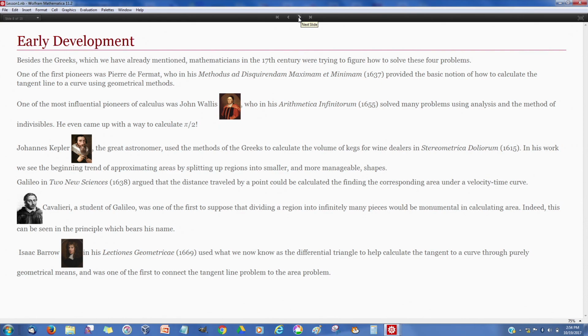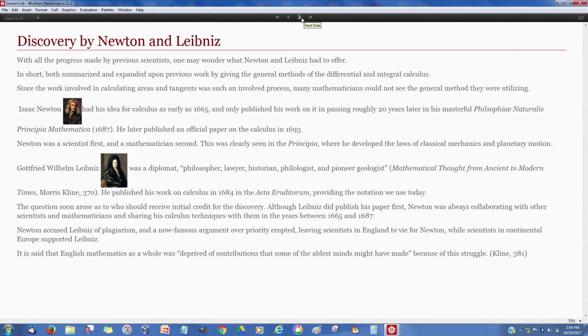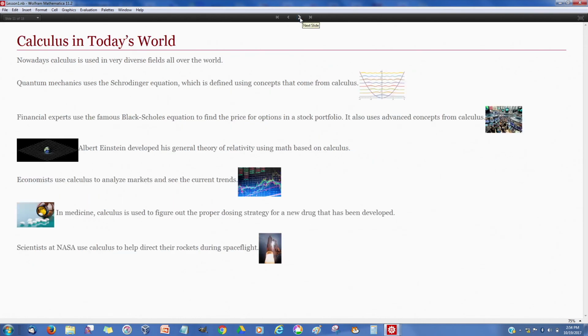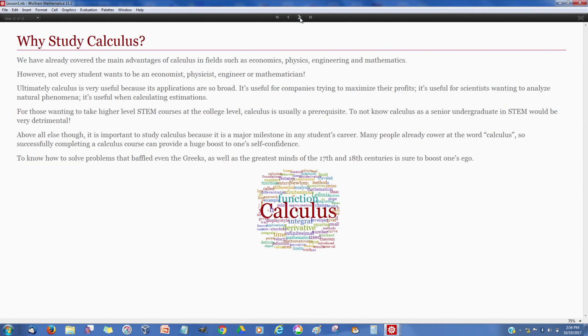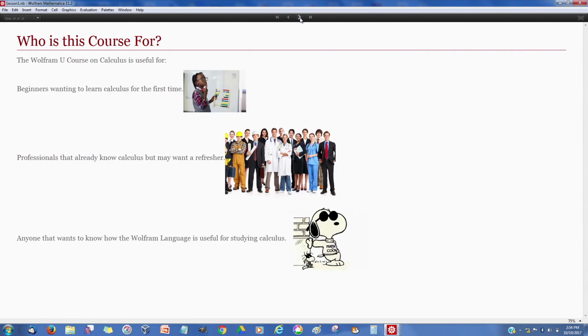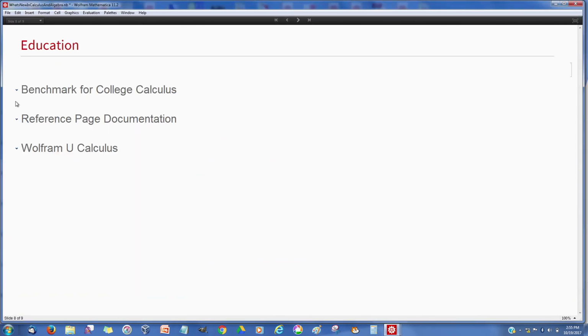So the real controversy is, did Newton and Leibniz really discover the calculus? And that's a subtle question, okay? And we discussed that over here. In what sense are Newton and Leibniz the discoverers of calculus? Going on further, what happened after them? How is calculus used today? Why study it? What's the course about? Who's it for? Well, it could be a little girl from middle school, or a professional with no time at all, or anyone who loves to do calculus in the Wolfram language. So this is a complete course for calculus, which should come up hopefully sometime in the next year and be available to everyone on the web.